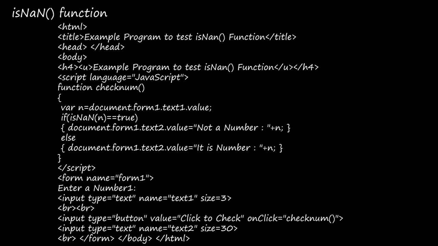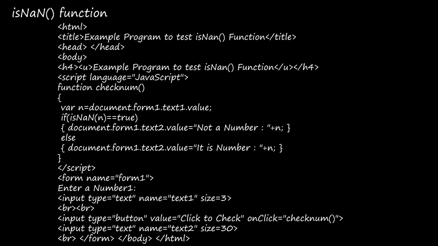If you see, the first line must be the HTML tag, and the next one head. Then you have to write title, "Example program to test isNaN function", slash title, and then slash head. Then we open the body tag. Inside the body tag we have H4 first, that is the fourth heading tag, so you will get it somewhat bigger, and u means underline. So "Example program to test isNaN function" will be underlined and in the size of the fourth heading.